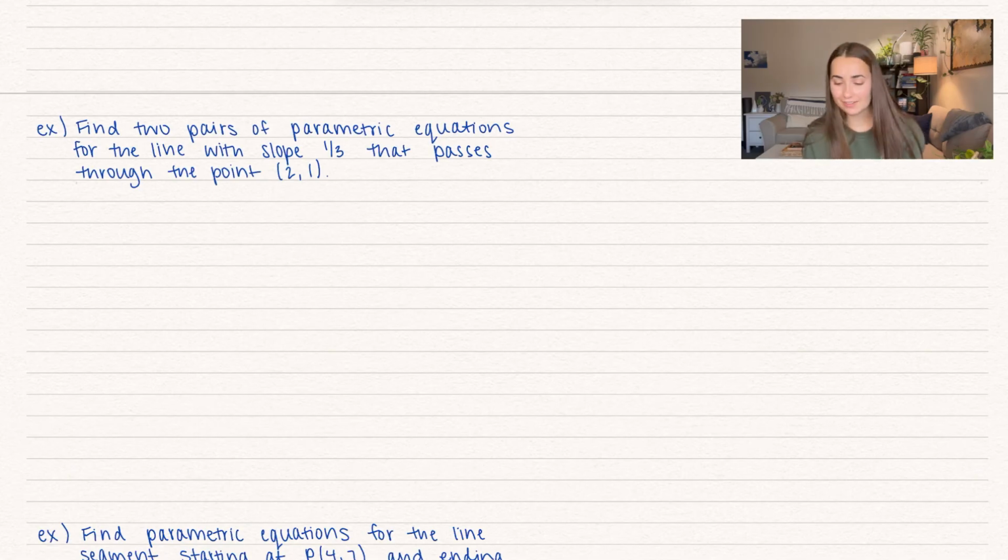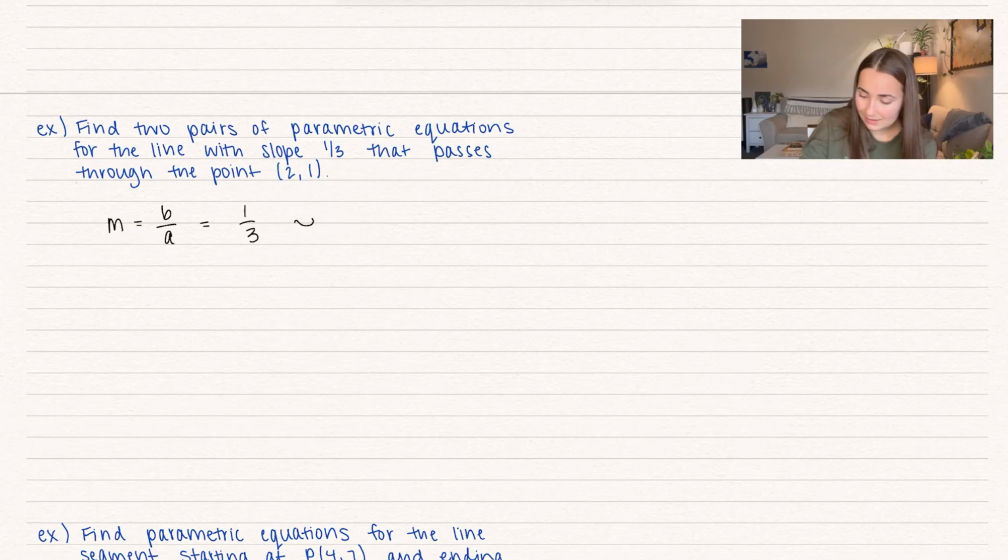Okay, let's try another example. We want to find two pairs of parametric equations for the line with a slope of 1/3 that passes through the point (2, 1). So basically, we know already that the slope is equal to b over a. So this is equal to 1/3. That tells us that b is equal to 1 and that a is equal to 3. We also have a point, right? So the point is (2, 1). That's going to be our x naught, and that's going to be our y naught.